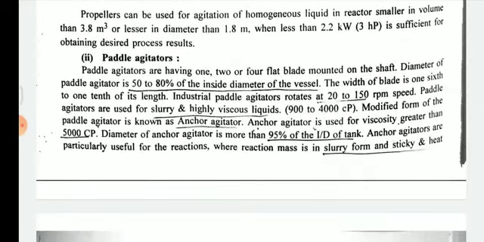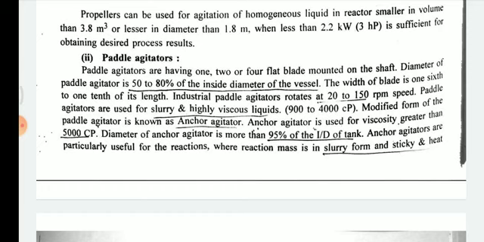Paddle agitators have 1, 2, 3, or 4 blades mounted on top of the shaft. The diameter of the paddle agitator is 50 to 80% of the inside diameter of the vessel. It should be kept at 50 to 80% of the inside diameter of the vessel.